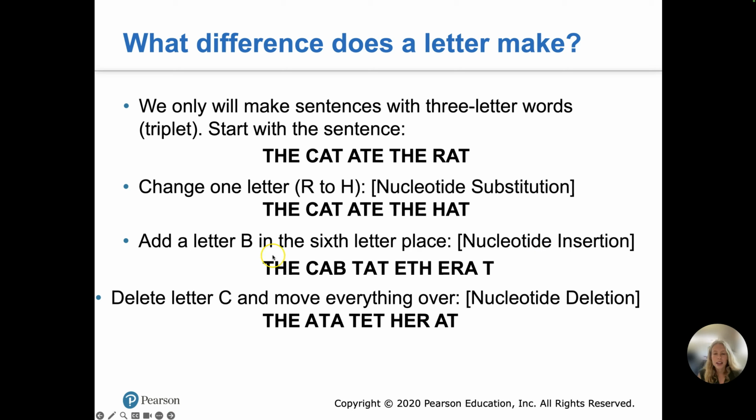It doesn't mean anything. And this is why those frameshift mutations, the nucleotide insertions or the nucleotide deletions, are so detrimental, because they mess up the entire rest of the reading frame, the rest of the sentence after you get a nucleotide insertion or a nucleotide deletion.